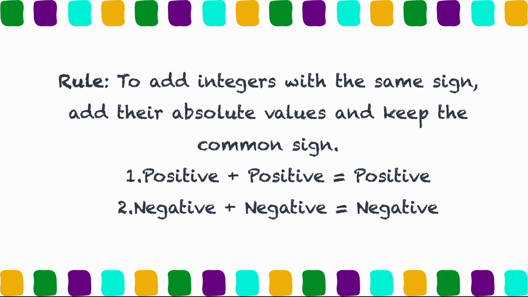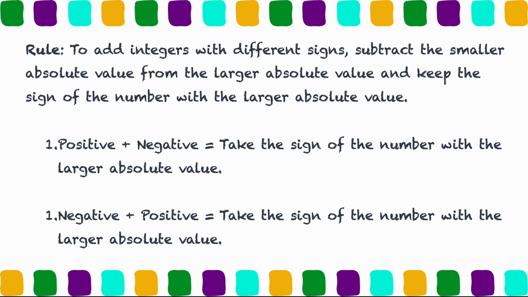There are rules to adding integers. The first one would be to add integers with the same sign, add their absolute values, and keep the common sign. So if we're to add two positive numbers, the sum will end up positive. Also, if we were to add two negative numbers, the sum will end up negative. The other rule is to add integers with different signs, subtract the smaller absolute value from the larger absolute value, and keep the sign with the larger absolute value.